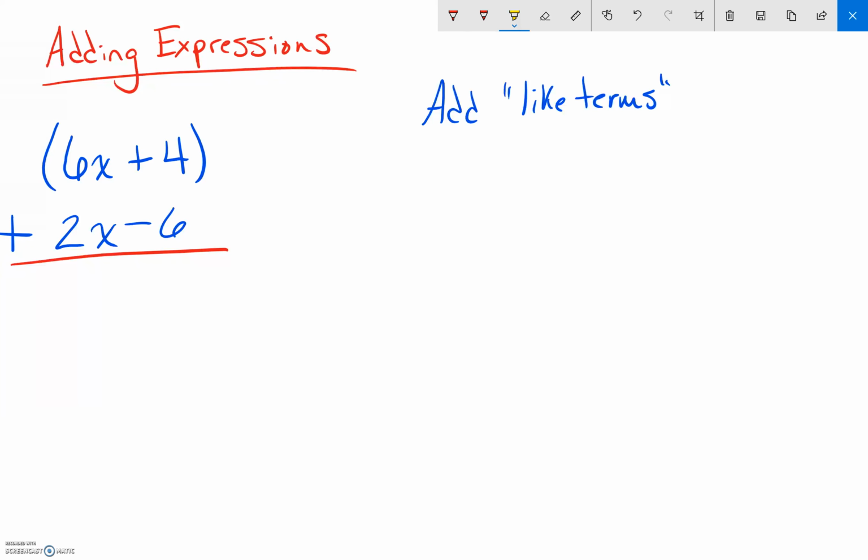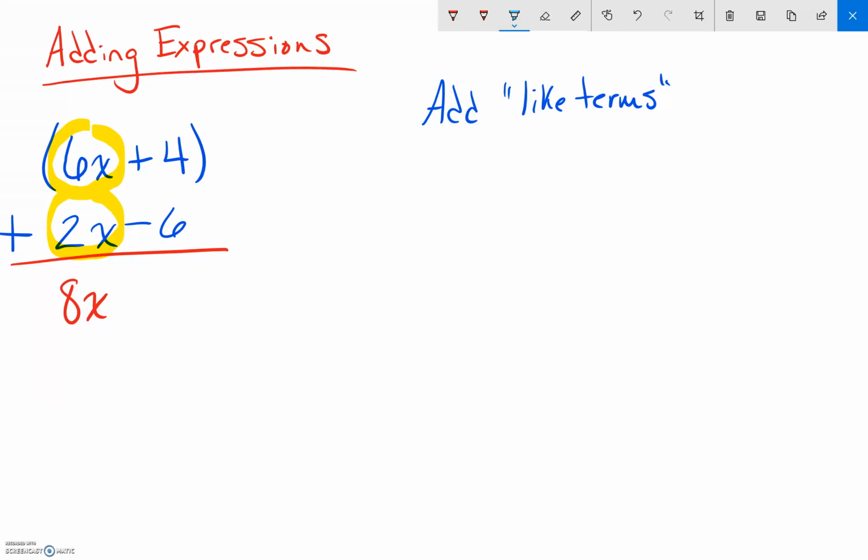So as you can see, we have 6x, and it is lined up with 2x. Those are like terms. We're going to be allowed to add them. So it is 6 plus 2. That's 8x. Now here's where you have to be careful.